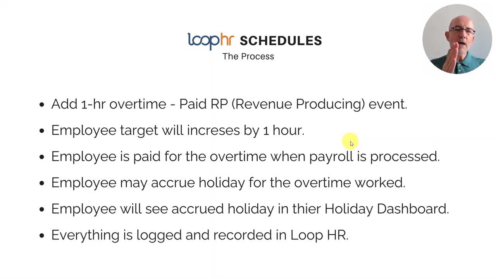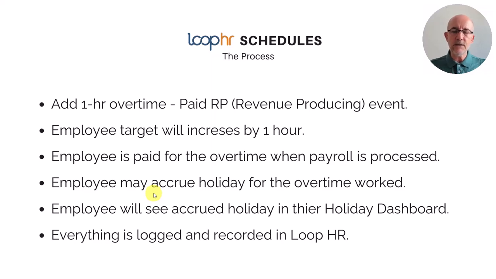But what I'm going to show you in just a moment is how to manage overtime. What we're going to do is add 1 hour overtime. It's going to be a paid revenue producing event. Now the employee target will increase by 1 hour, and the employee is paid for the overtime when payroll is processed. The employee may accrue holiday for the overtime work.